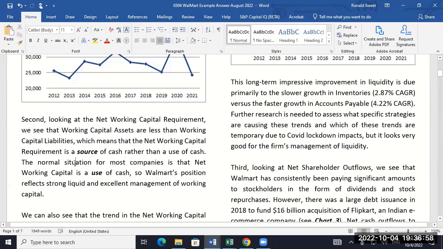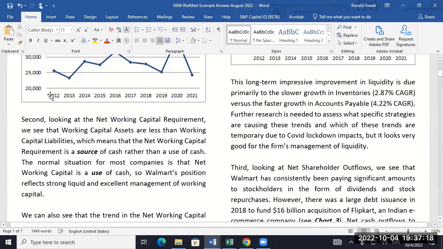Now we just need to look at the trend. If it's a use, I have students say it's a use of cash, therefore management is a bunch of bums. They don't know what they're doing, but that's too harsh. Most companies, it's a use. So you say if it's a use, it's a use for most companies. So our focus is going to be on the trend. You can't just say they're horrible at liquidity.